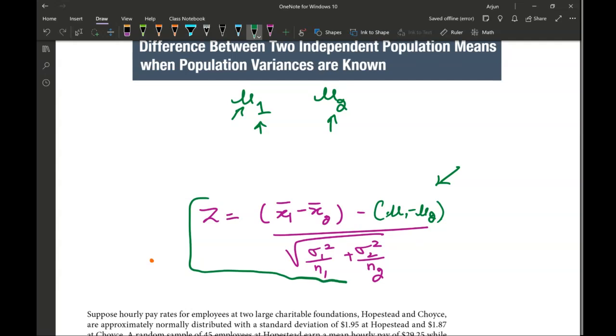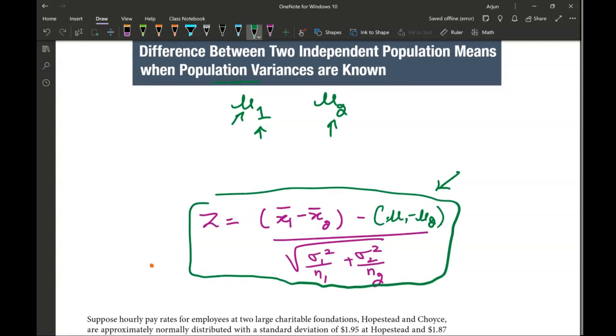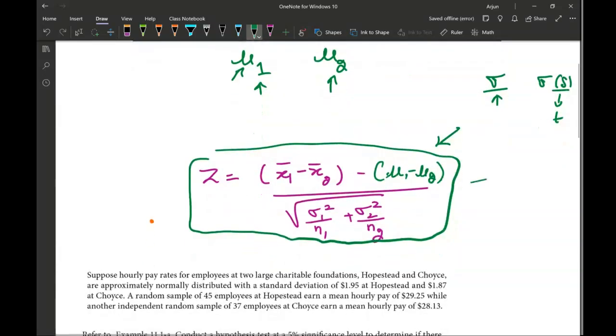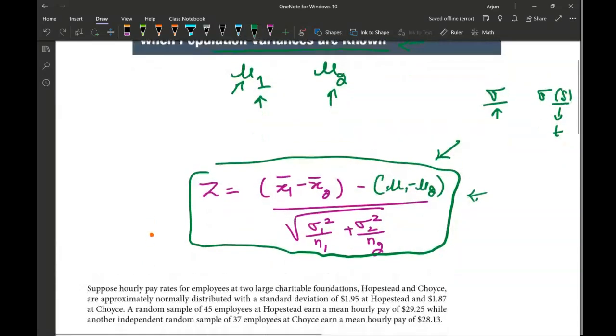and we're going to be using this formula to calculate the z-score, and this formula we will be using when you are given the population variances. So similar to chapter number 10, when we are given the sigma value, we will use the z distribution, and when we are not given the sigma value, instead we are given the s values, we will use the t distribution. Now right now we are focusing on sigma is known.